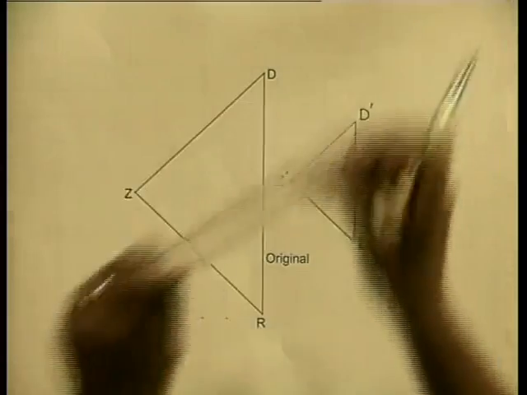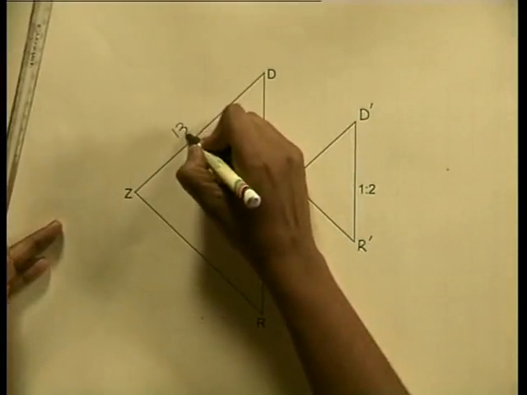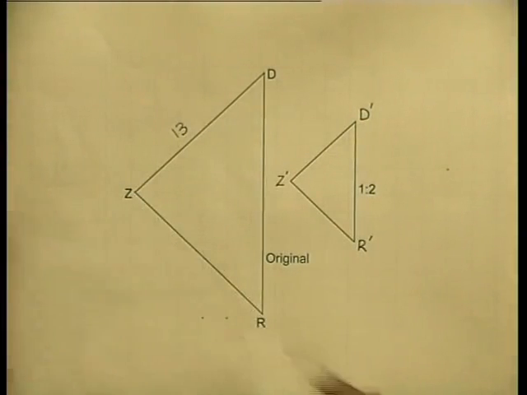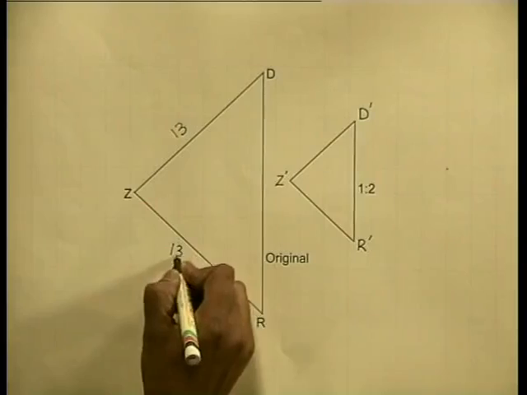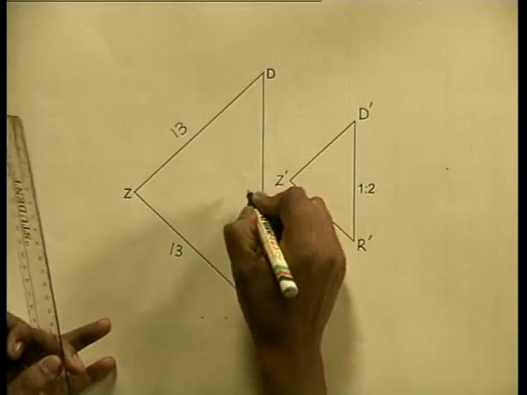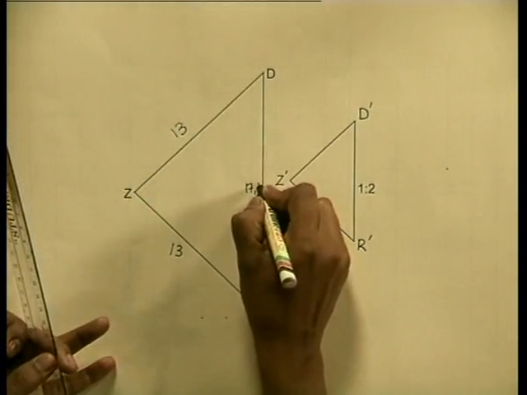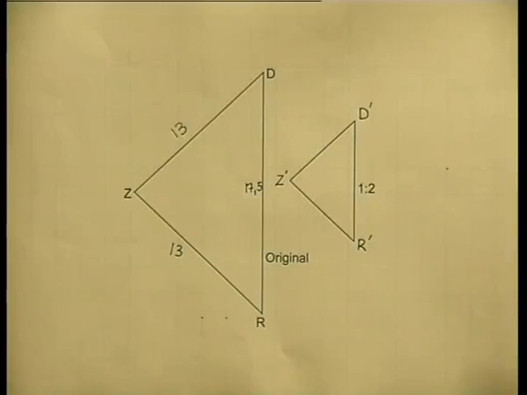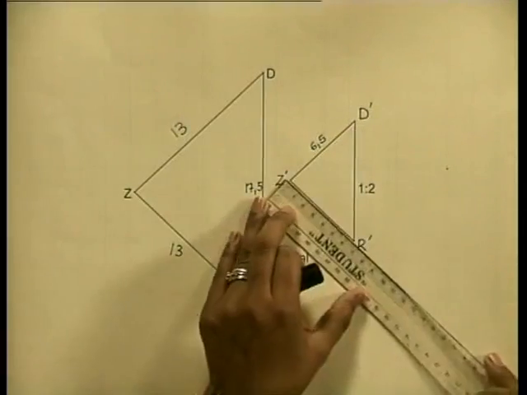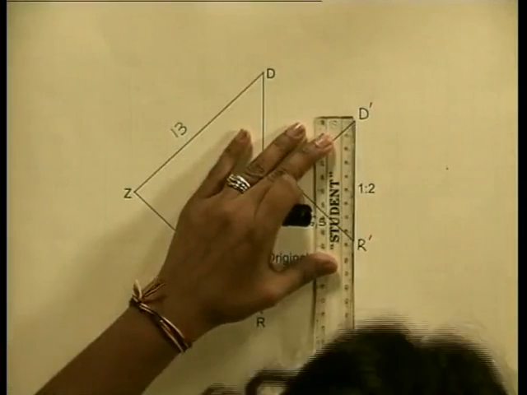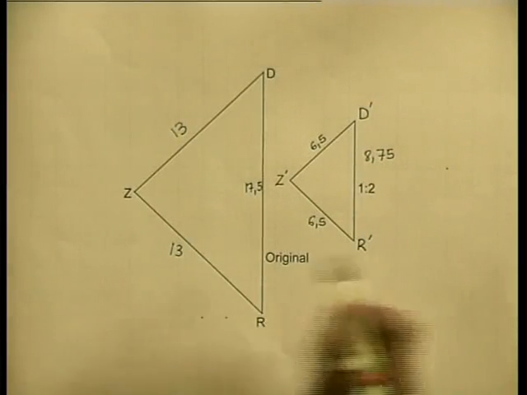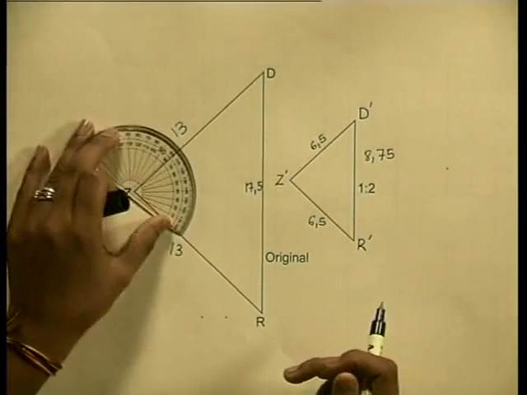ZD is 13 centimeters. ZR is 13 centimeters. The length of DR is 17,5. Let's now measure the image. Let's use our protractor and measure the angles in both these triangles. We'll start off with angles at Z.